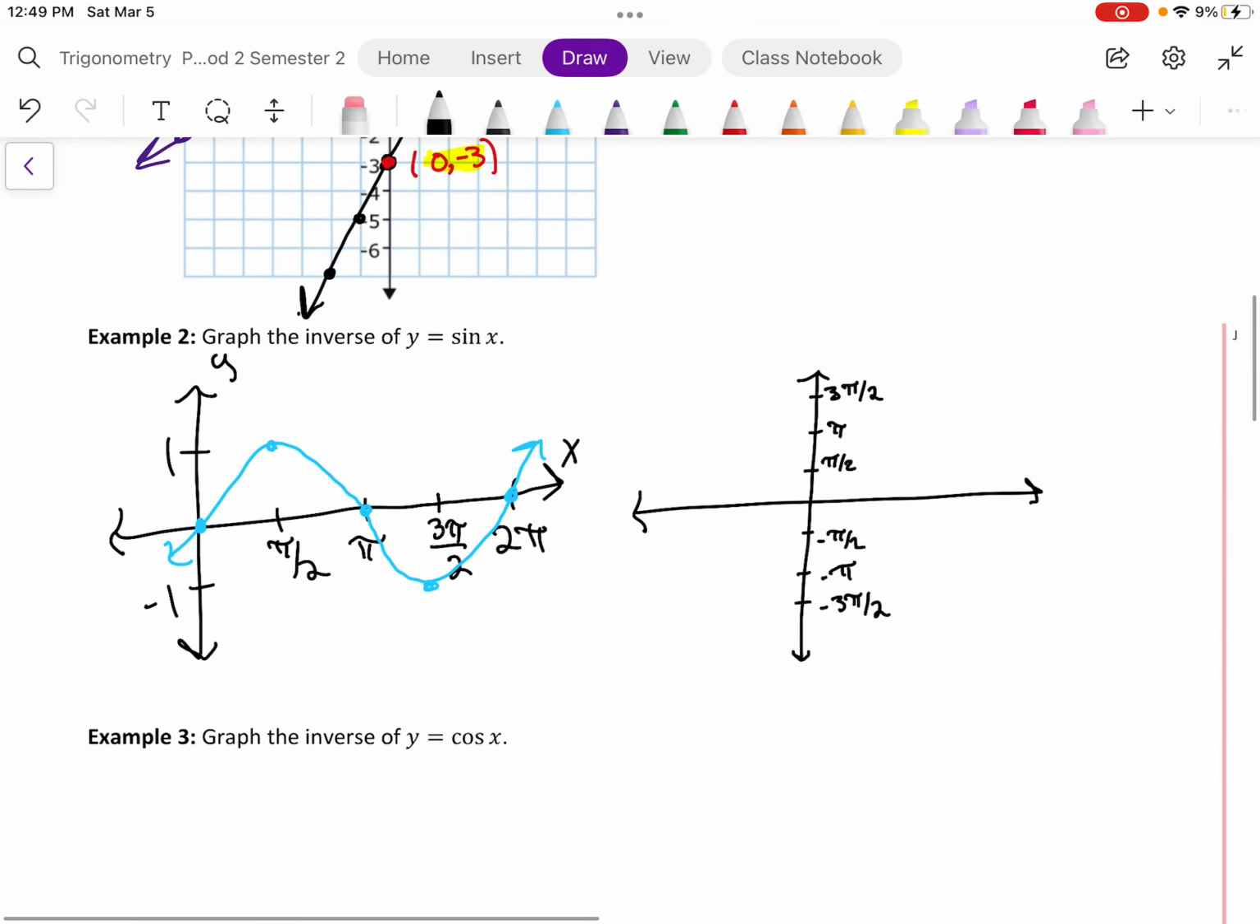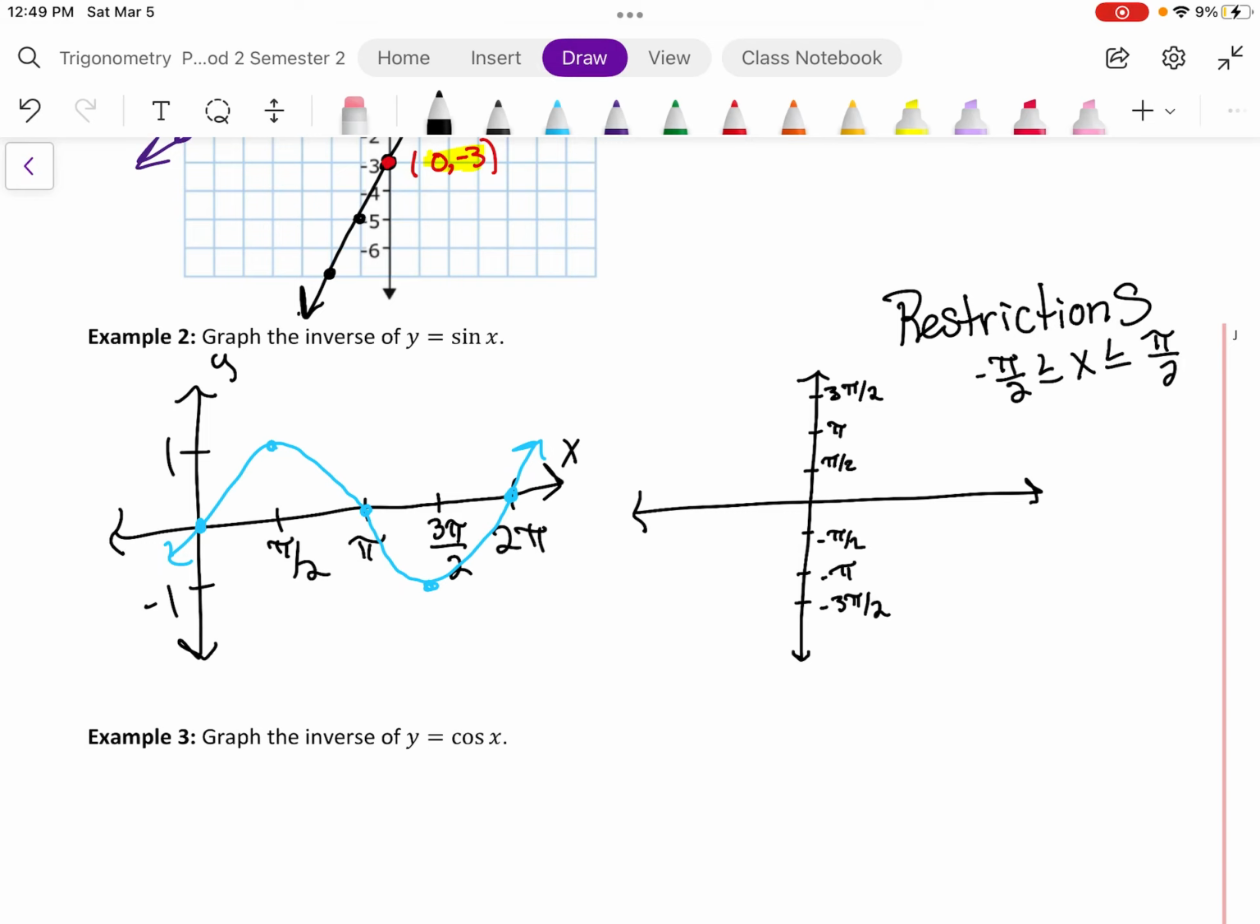And one thing you need to know is for the restrictions, for our sine function, x has to be between negative pi over 2 and positive pi over 2. Oh, sorry, and this is our restriction on y. Sorry about that. And this is something you are going to have memorized. So make sure you have that memorized.